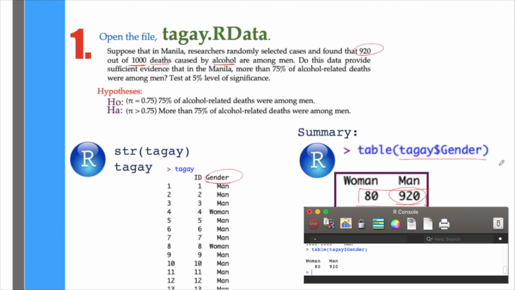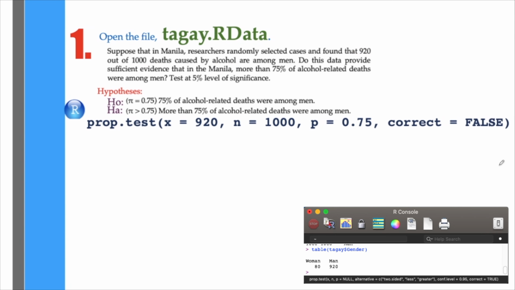And further, you may apply the prop.test function by putting x equals 920 as seen on the table and n equals 1,000 since there are 1,000 samples. That is basically 920 out of 1,000, which is our p hat, which is x over n, as 920 over 1,000. And under the null hypothesis, our hypothesized proportion, or p in R, is 0.75.